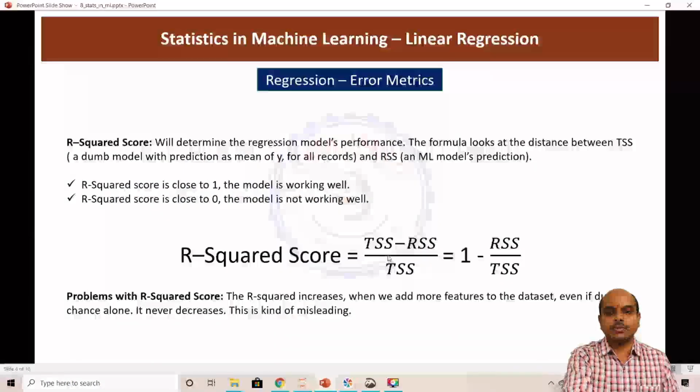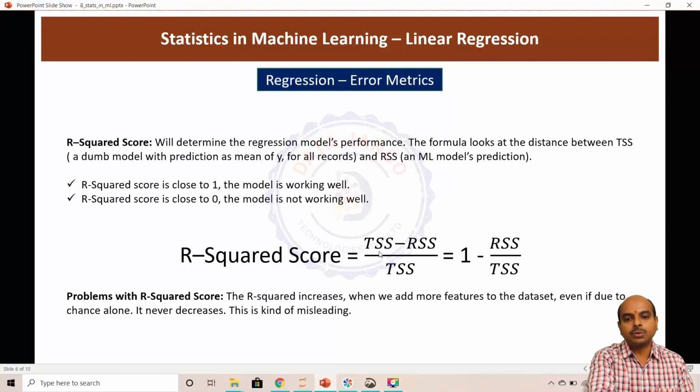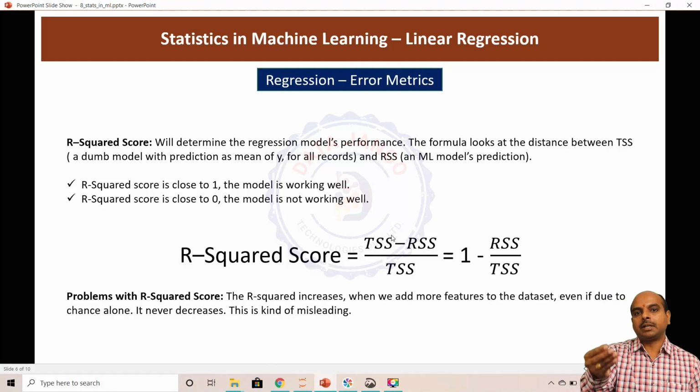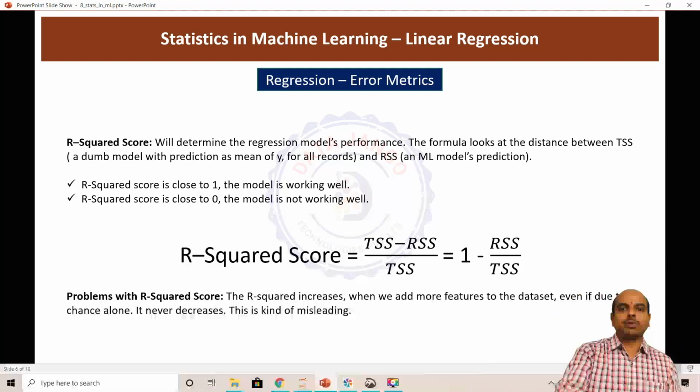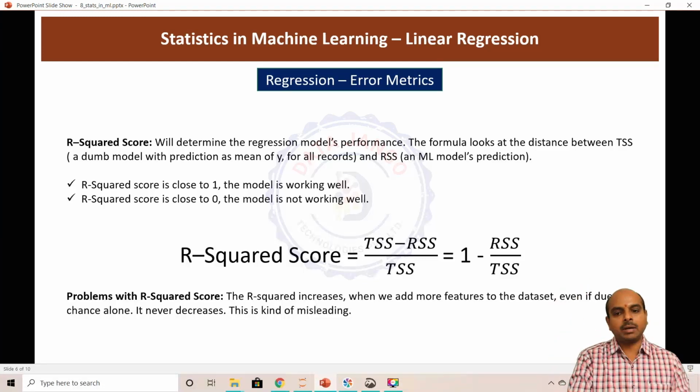If you look at the R-square score's formula, it is trying to look at the distance between TSS and RSS. Dumb model's error minus intelligent model's error. The intelligent model's error should be very small and the dumb model's error should be larger, because if you predict the mean for all the rows, for every row you will get some difference, and when you square it and sum it, it's going to be a big number.